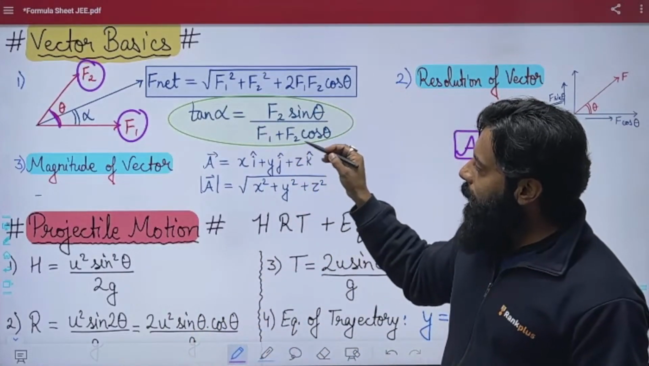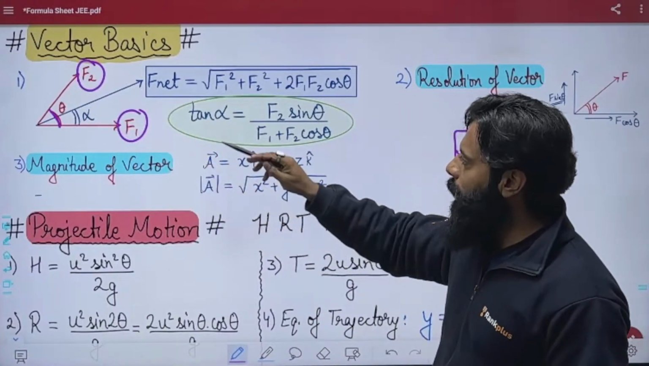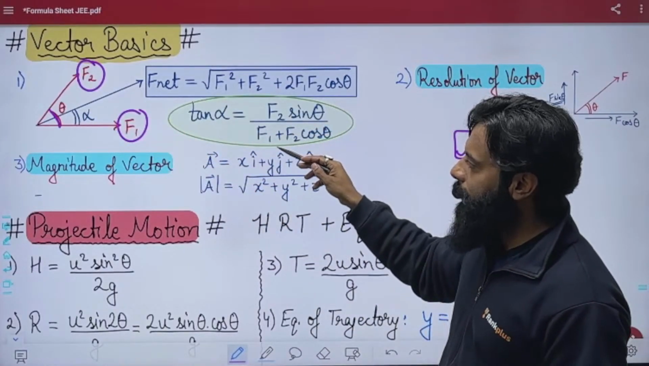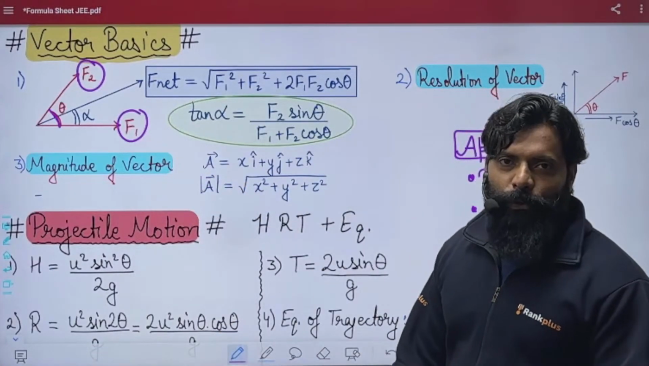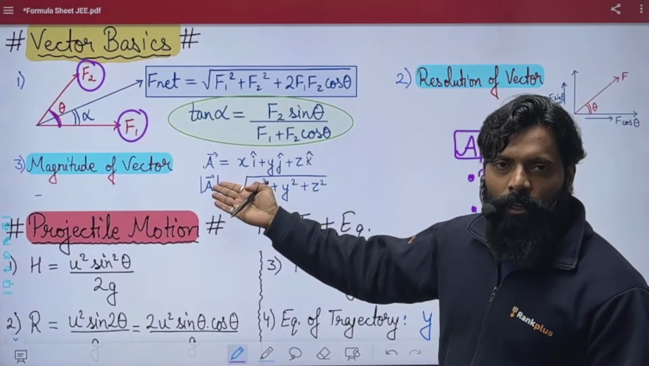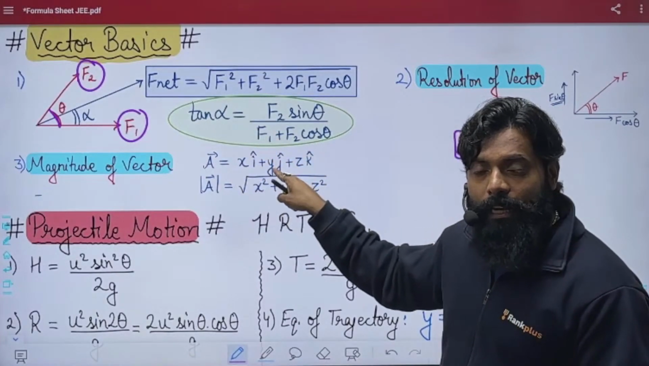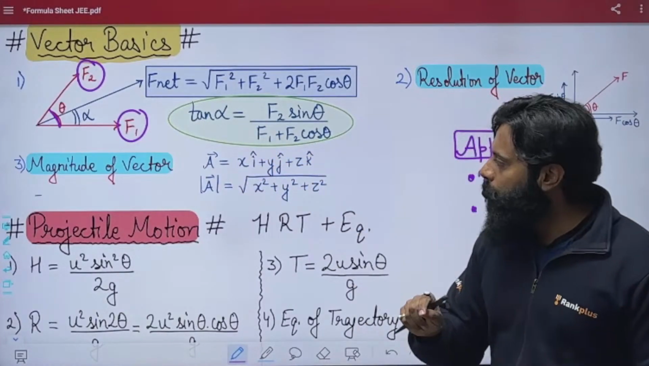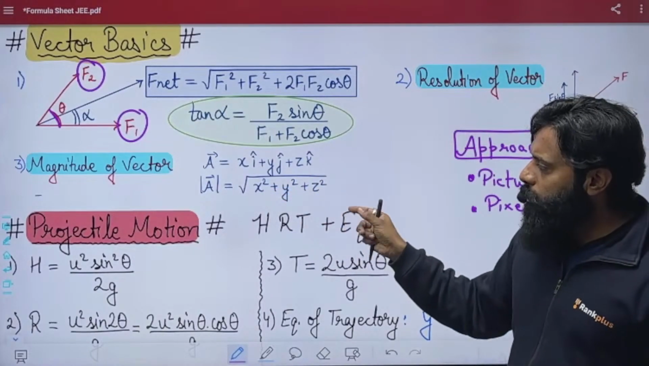Now, if you want to find the angle alpha here, tan alpha is equal to F2 sin theta divided by F1 plus F2 cos theta. If you need to find the magnitude of a vector, it's very simple. If I have a vector x i cap plus y j cap plus z k cap, I can get the magnitude as under root x square plus y square plus z square.